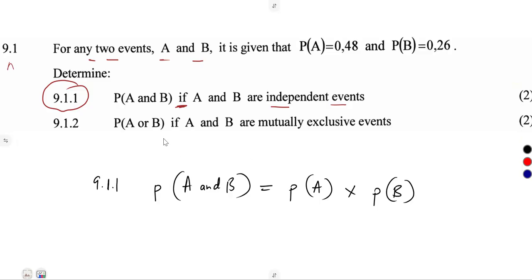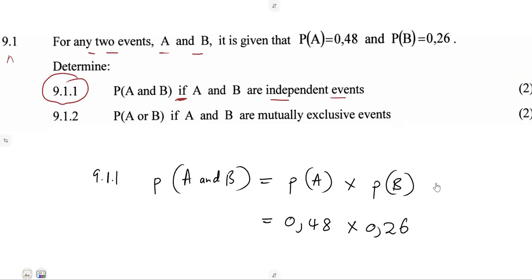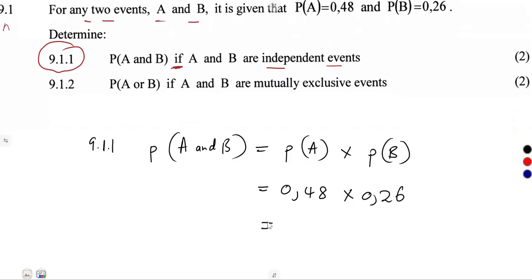So in our case, we have the formula already. Let us just substitute, because A is there, B is there. So A is 0.48 times the probability of B, which is 0.26. That is going to give us the product of 0.1248 as the probability of A and B, provided that these two events are independent events.